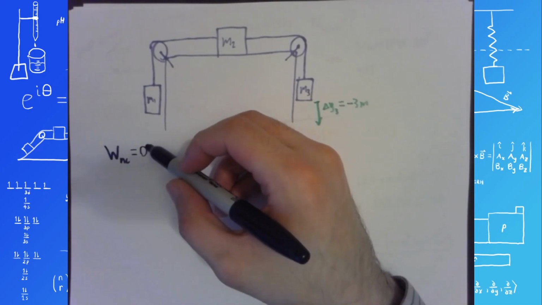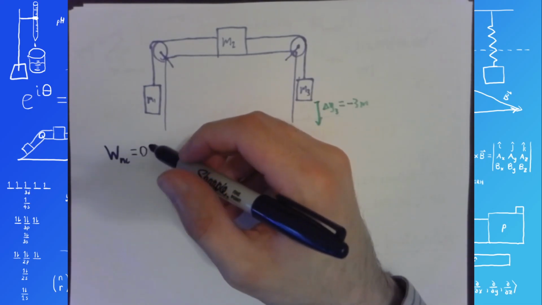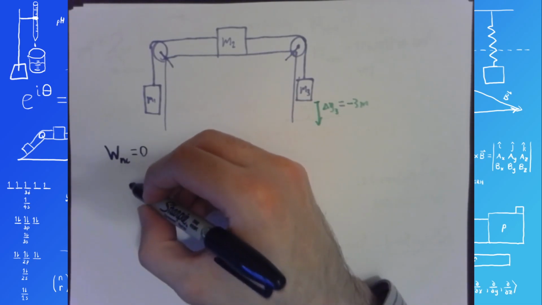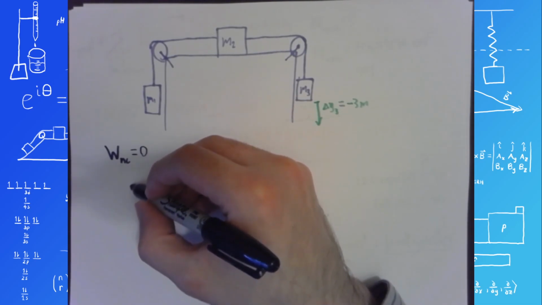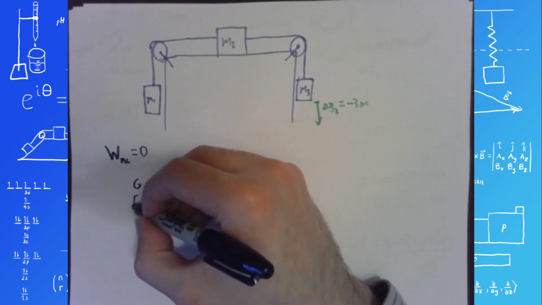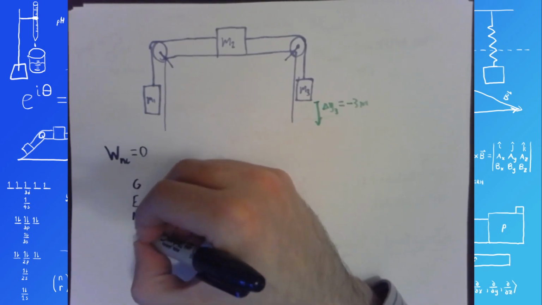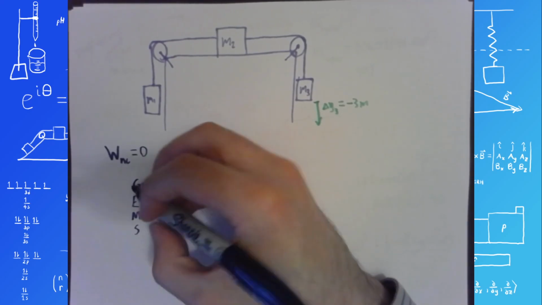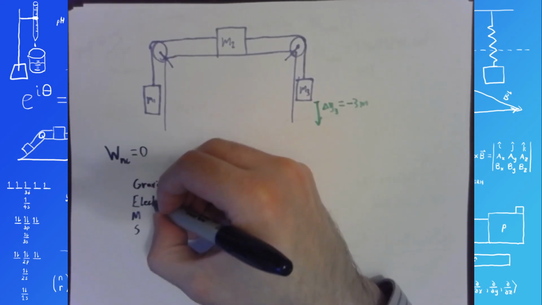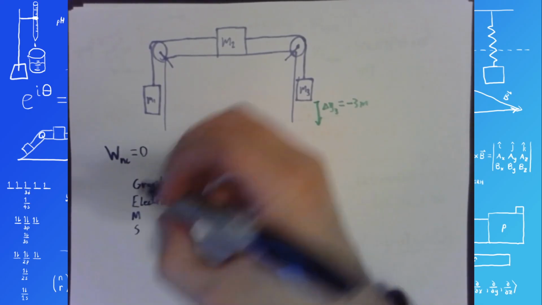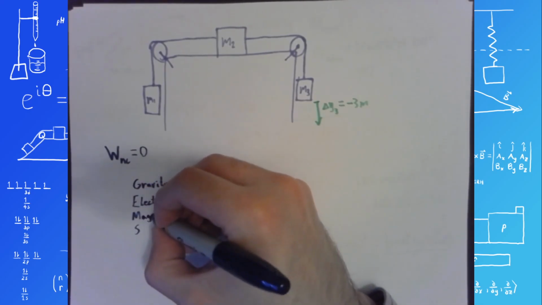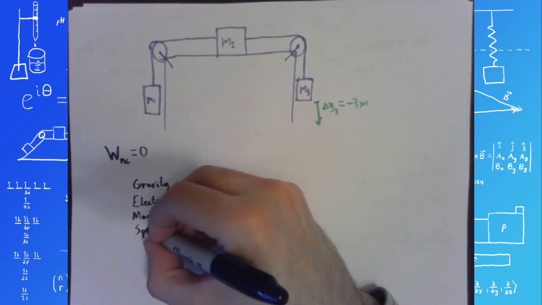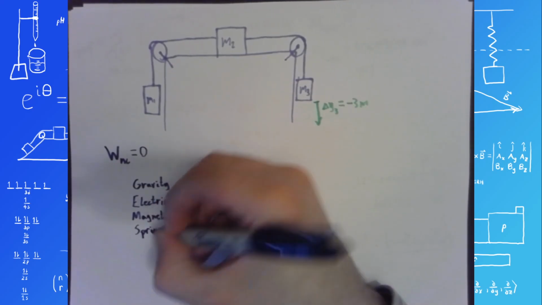And rather than memorize which forces are not conservative, it's easier to remember which forces are. The conservative forces are the gems: gravity, electric, magnetic, and the spring force, sometimes called the elastic force as well.